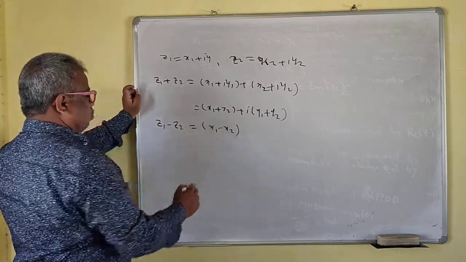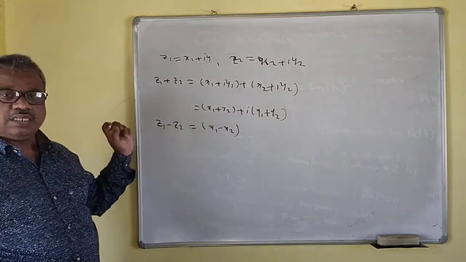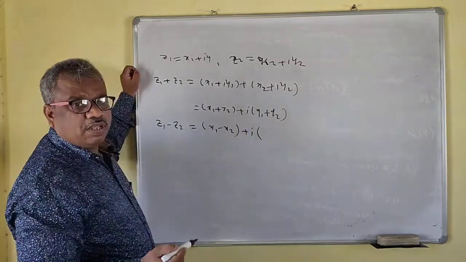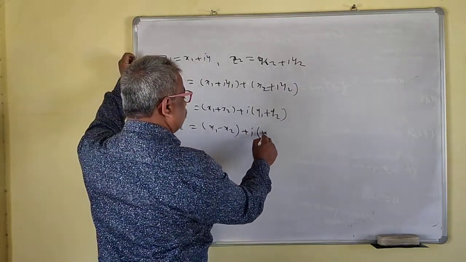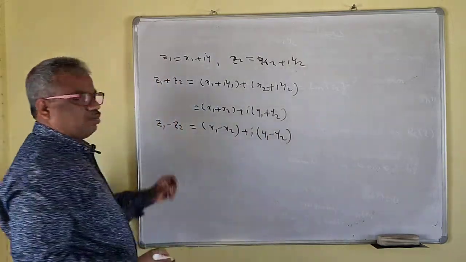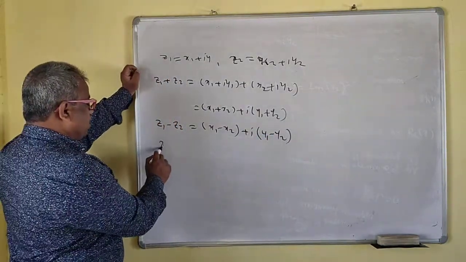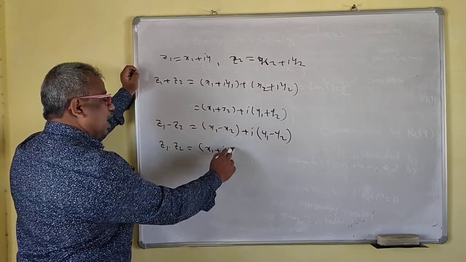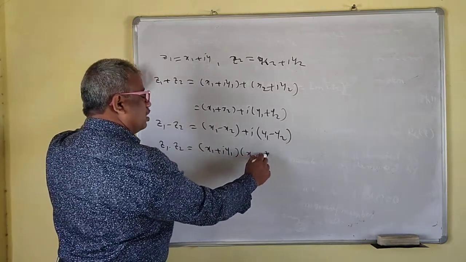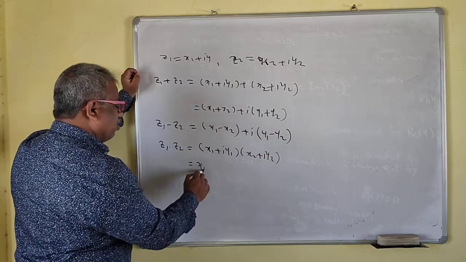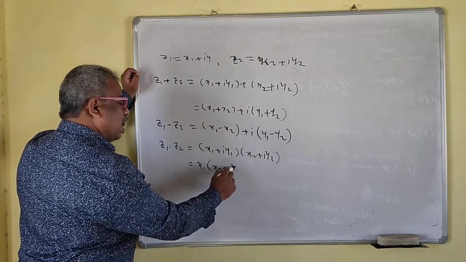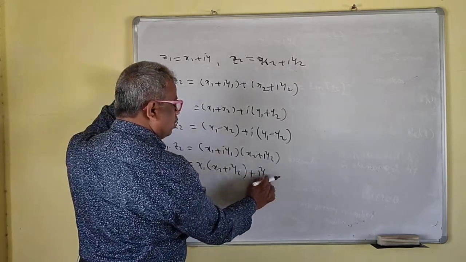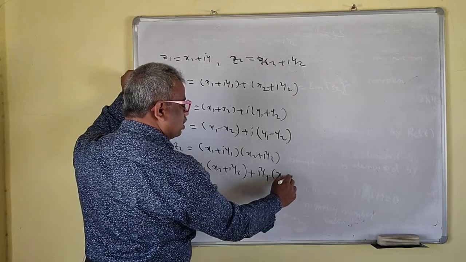If you want to do the subtraction, this is also the same: x1 minus x2, that is the real part of z1 minus the real part of z2, plus i times the imaginary part of z1 minus the imaginary part of z2, that means y1 minus y2. Very simple. Now if you want to take the multiplication, z1 into z2, this is x1 plus iy1 times x2 plus iy2. We can multiply this as usual.